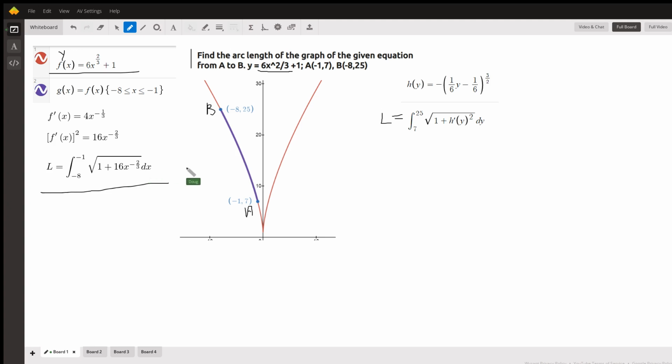Now the other option is to solve for x in terms of y and find the length of the arc this way, from 7 to 25 of the square root of 1 plus h prime of y, or dx dy squared, dy.